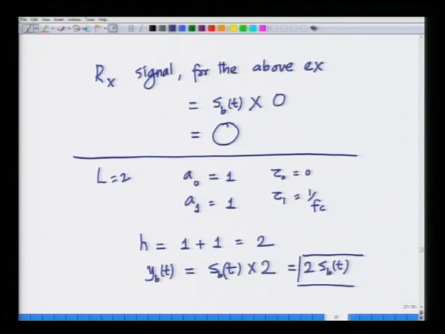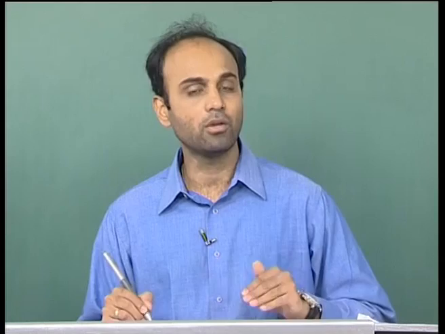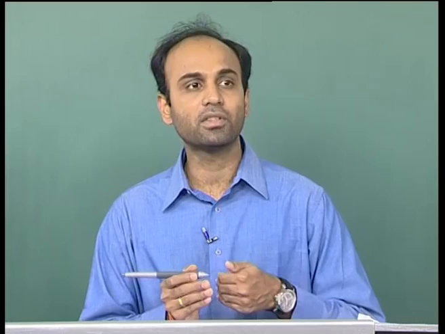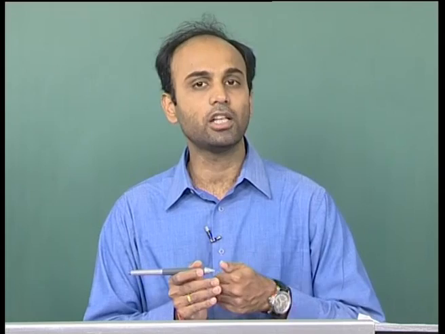So, what have we observed so far? What we have observed essentially is that if one of the paths is delayed 1 over 2 fc compared to the other path, then the total received signal is 0 because they cancel out each other. If one of the paths is delayed 1 over fc relative to the other, then they add up constructively, hence the total received signal is twice s_b(t), that is twice in amplitude, hence 4 times in power. And for all values of delay between 1 over 2 fc and 1 over fc, the signal amplitude varies between 0 and twice s_b(t).